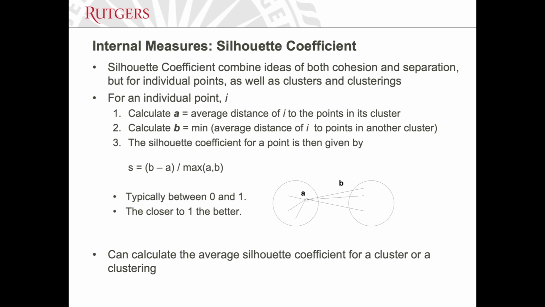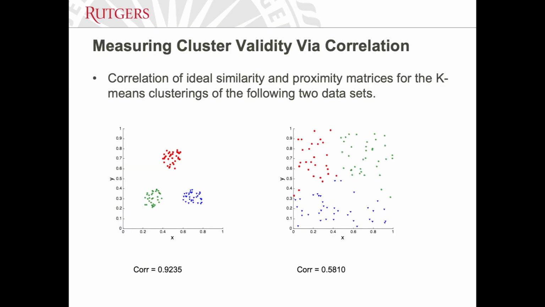The value of the silhouette coefficient can vary between -1 and +1. A negative value is undesirable. We want the value to be positive and to be as close to 1 as possible. The silhouette coefficient value for a cluster can be based on the average silhouette coefficients of the points belonging to that cluster. There are also some other unsupervised or internal measures, such as measuring the correlation among the objects.